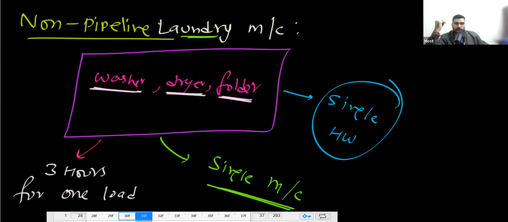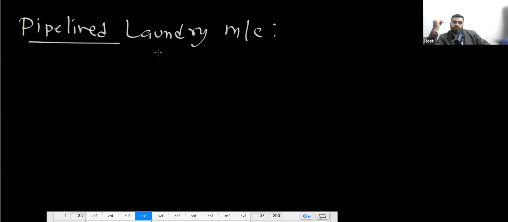Now what is this pipelined laundry machine? Can anyone give me the analogy for a pipelined laundry machine? It is like a shop. I don't know, in India I have never seen this type of shop where people go out and have their laundry done.